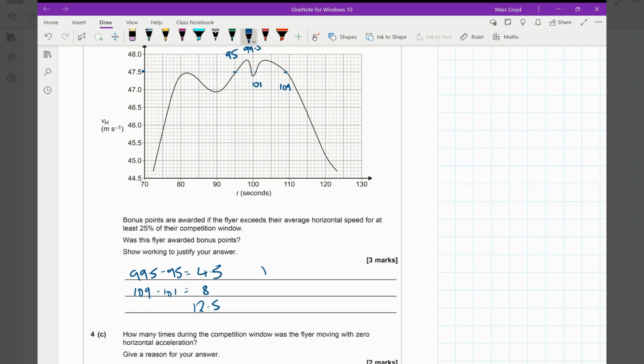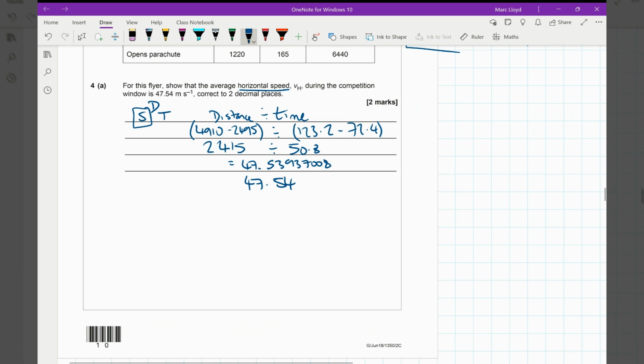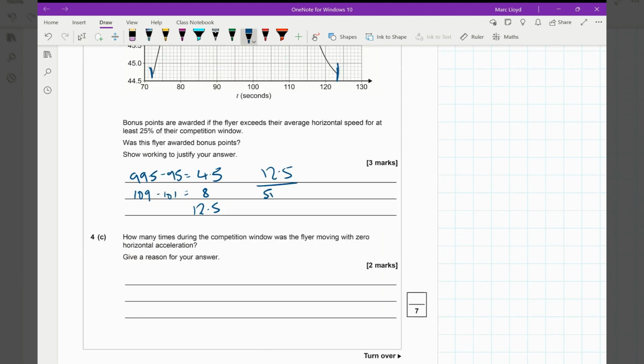Now, the percentage. It's going to be divided by the total amount of time. So from here to here. But we've already got that in the previous part of the question, which is up here, 50.8. So that's going to be over 50.8, and then we multiply it by 100, and that gives us 24.60629921, which is less than 25, and therefore no bonus point.